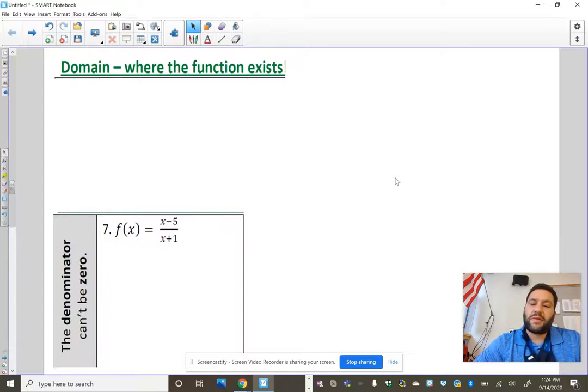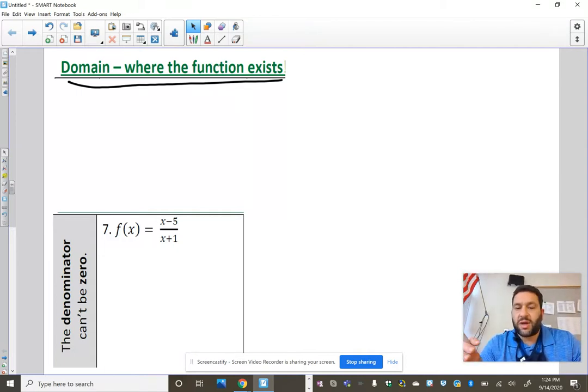All right, so the first thing we want to take a look at today is how discontinuity, which we learned yesterday, connects to domain. Remember, domain is where the function exists. It's everywhere that the function makes sense, where you can actually get a value. And the best way to connect discontinuity and domain is right down here. The reminder that the denominator can't be zero.